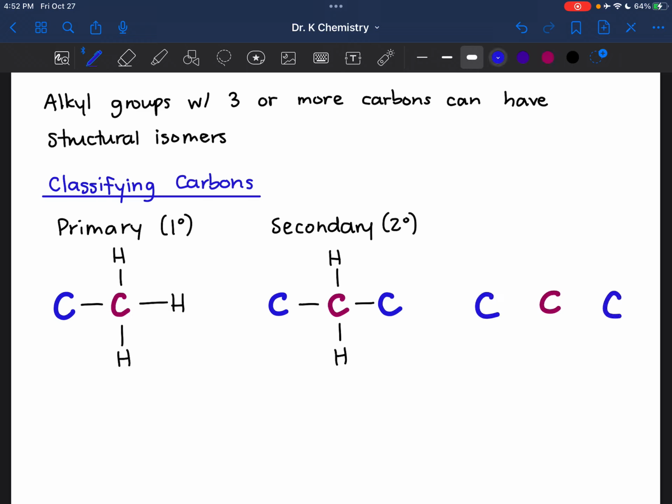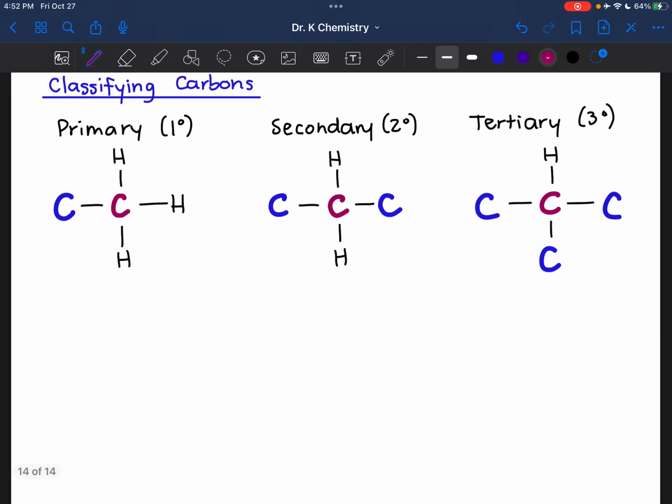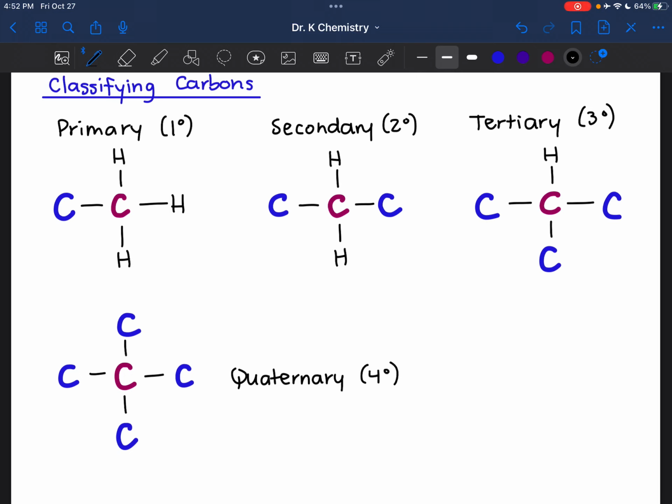If that carbon is connected to 3 carbons, then we call it a tertiary carbon. And finally, we can have a scenario where that carbon is connected to 4 carbons, in which case it has no hydrogens because its octet is complete. In that case, we would call it a quaternary carbon. You're not going to see too many of those in this course, but it does appear occasionally.